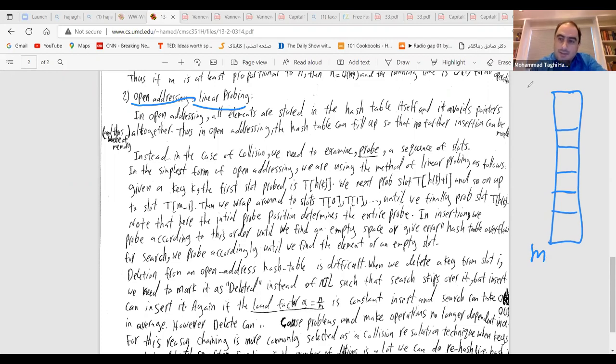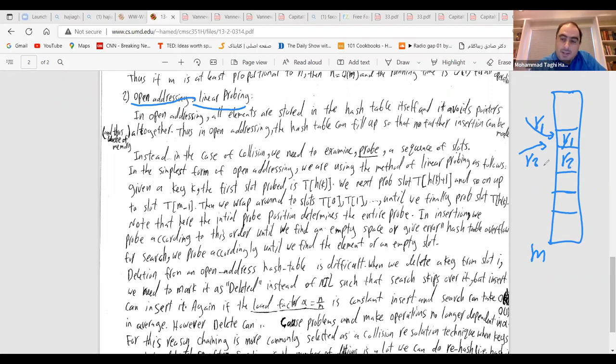You are inserting the first element, R1, which comes and is inserted. Each of these slots can be in one of three states. The first one is empty. If it is empty, you insert it, so R1 goes and is inserted here. This is what we are talking about, the linear probe. Now, if R2 comes here, it says, oh, R1 is already there, so I cannot insert it. I will go to the next slot and insert it there.